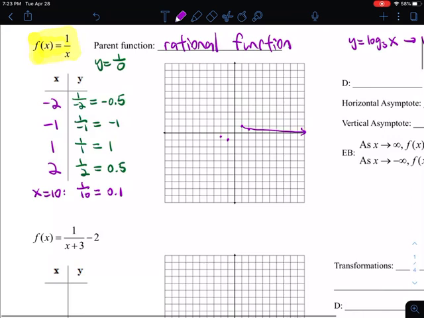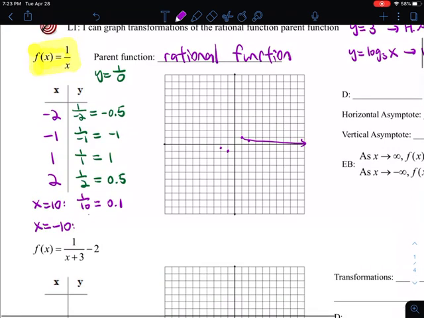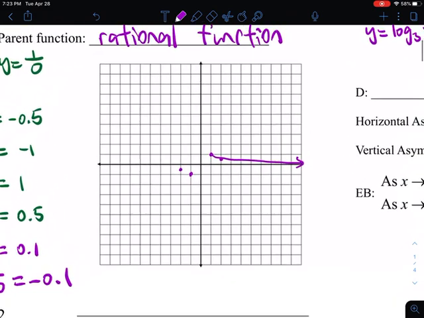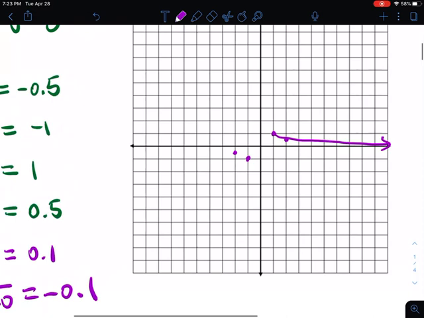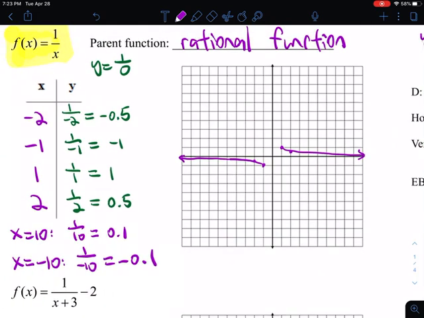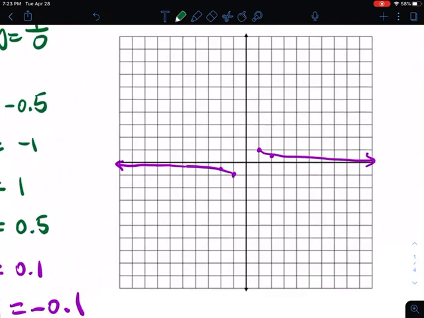And then what happens if we pick a really, really small x value, like -10? Well, y will be 1 over -10, which will be -0.1. So when x is -10, y will be -0.1, so that's about there. And then same thing, as x gets really, really small, our y value will get really, really close to 0, just like that. So now I think we all see what the horizontal asymptote is going to be, and that's going to be right down the middle here, the x-axis.